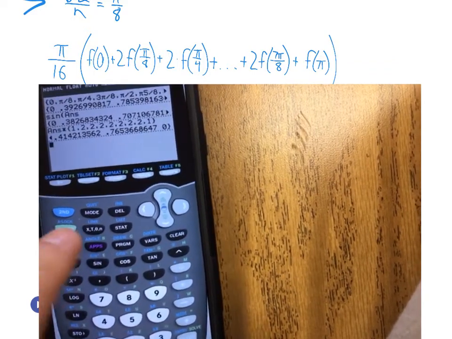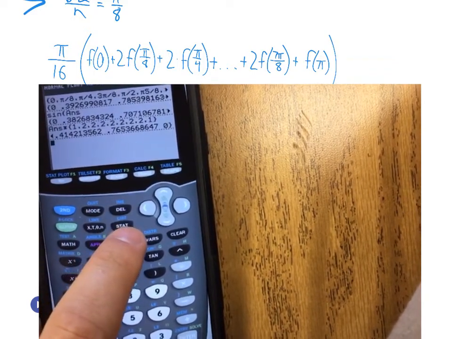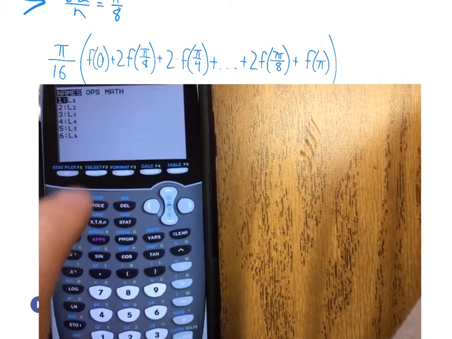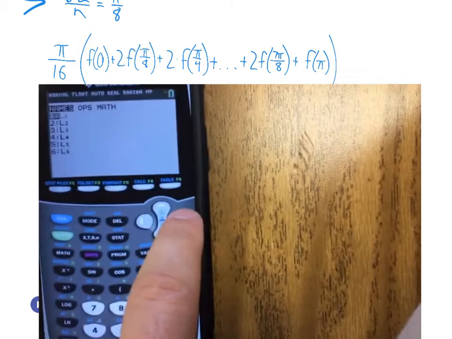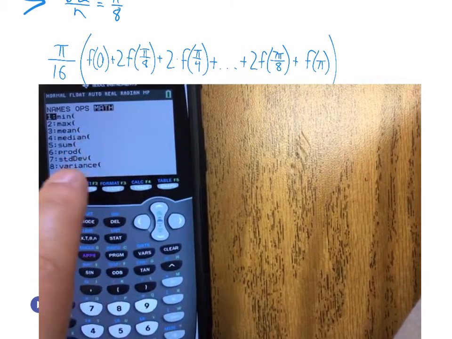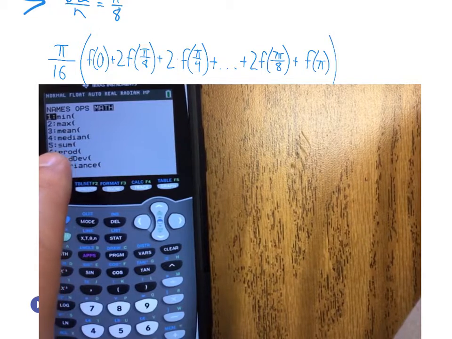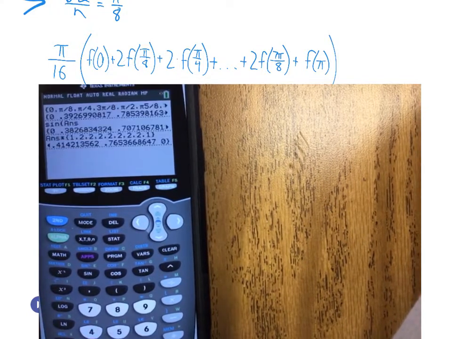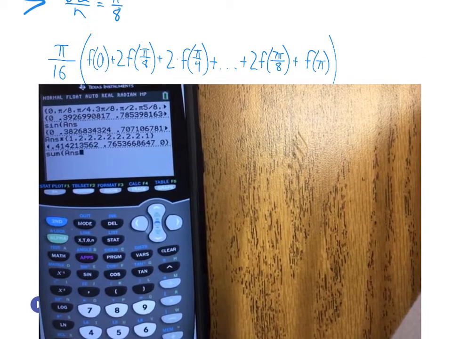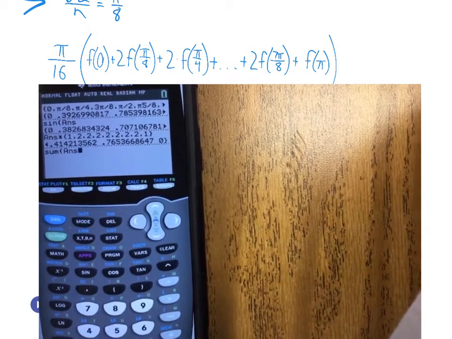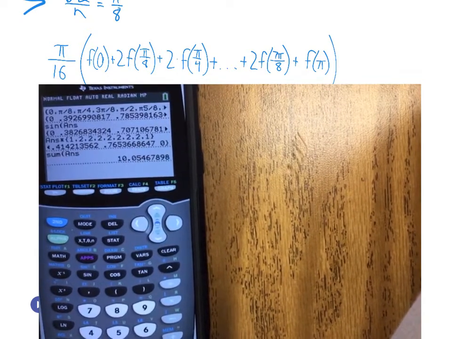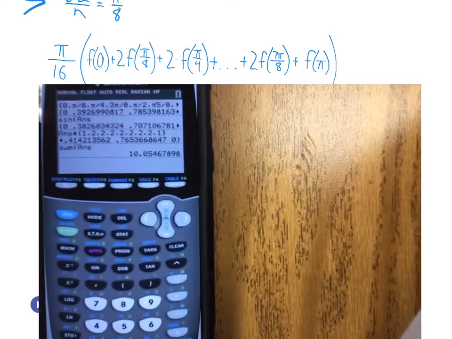So guess what? Right above stat, you see this list here. So I'm going to hit second list. And if I go over to math, you'll notice number 5 is sum. And I'm going to do the sum of the answer. When you do sum of a list, it'll add up all the things inside of the list. So there we go, it's 10.05.